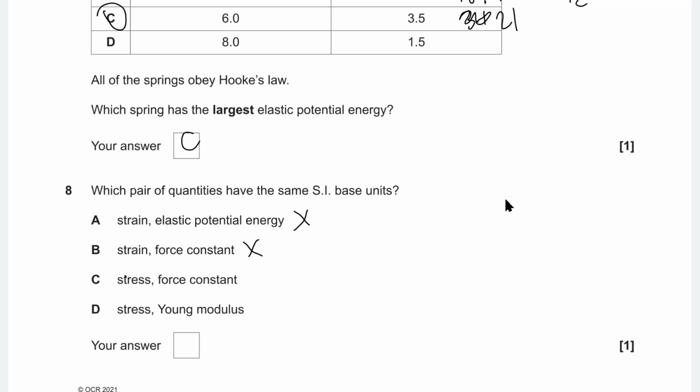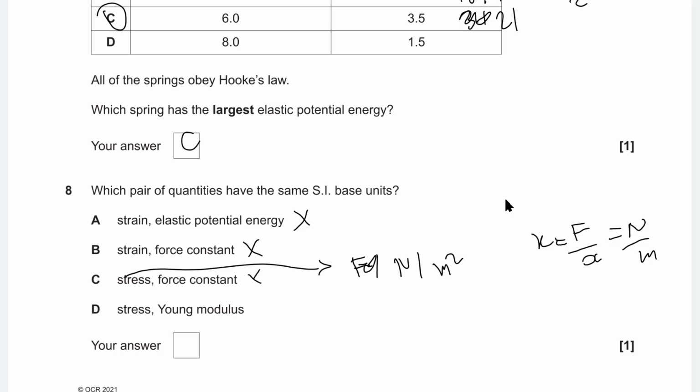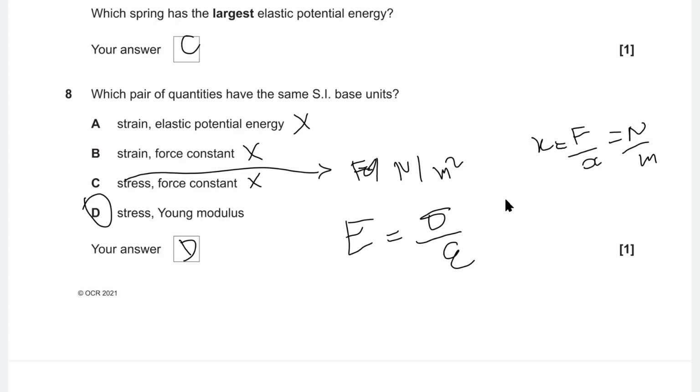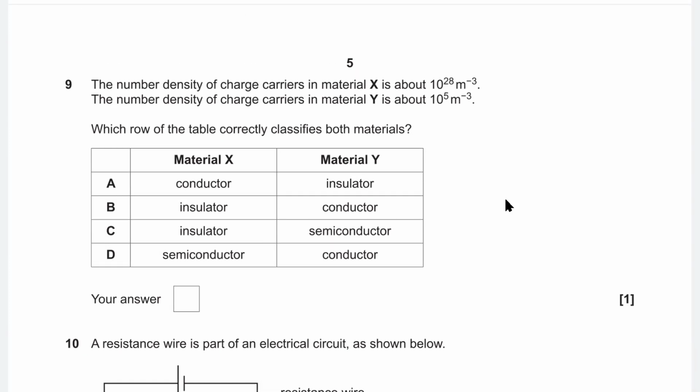Stress is force per unit area, so that's going to be newtons per meter squared. The force constant K is equal to F over X, so it's going to be newtons per meter. So it's not that. Stress and Young's modulus is the correct answer. Young's modulus is defined as stress over strain. Strain is unitless, so they share the same units.